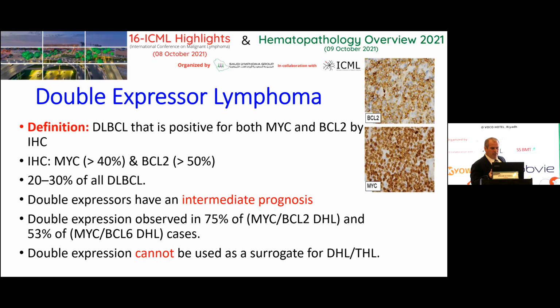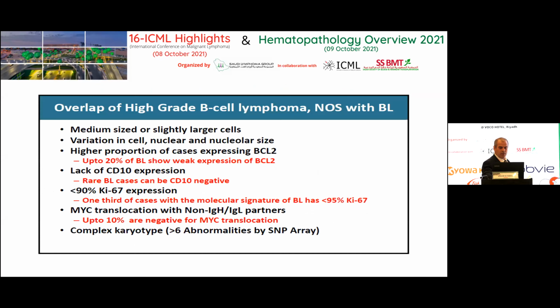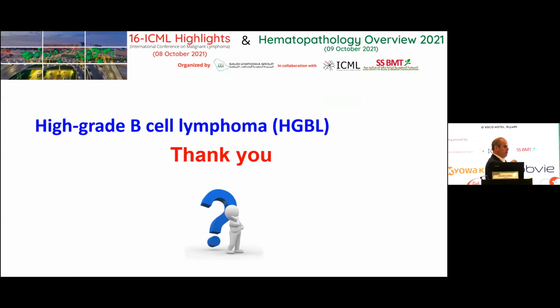What is the importance of double expressor? In some study, it has intermediate prognosis, and we have to differentiate between this one. And this is a differential diagnosis of high-grade B-cell lymphoma, and we have overlapping. And we thank you.